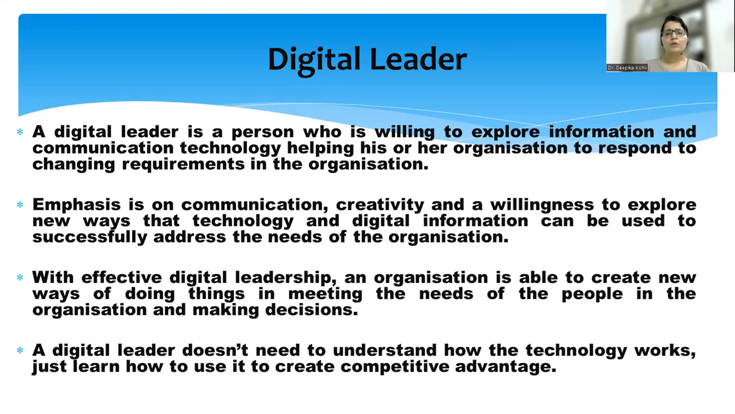Now, you, me, we all are basically digital leaders, right? Because you are working in an education sector or a training sector where your responsibility is to reach the masses, your learners, the students. So it's your responsibility to manage this digital education effectively and to lead it. That's why the person who is leading digital education is called a digital leader. A digital leader is a person who is willing to explore information and communication technology, helping his or her organization to respond to changing requirements in the organization.